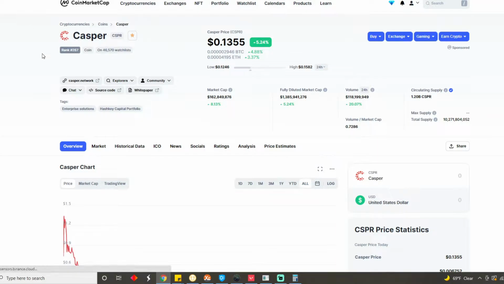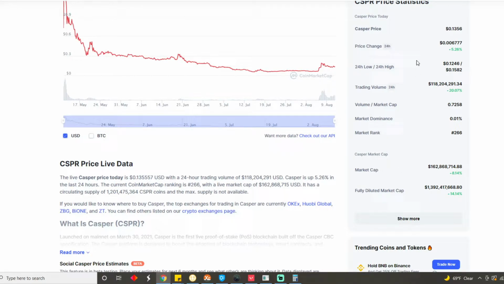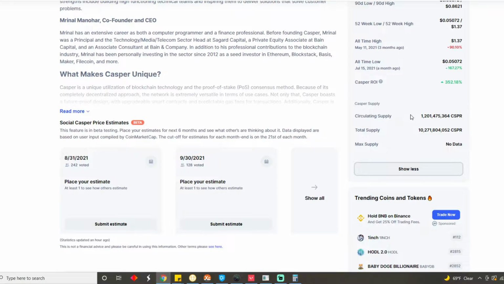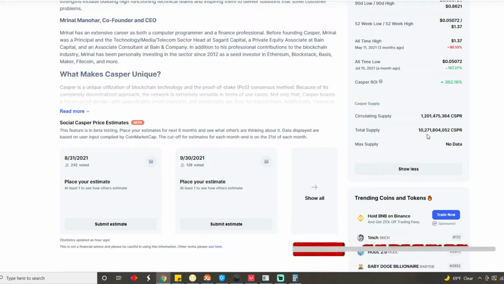Okay, let's refresh this page and see what's going on. We have this price, $0.1356. The market cap is 162 millions of dollars. The trading volume is 118 millions of dollars in the last 24 hours. So with a strong fundamentals project, you have to get very good trading volume. Okay, circulating supply is 1.2 billion Casper in the market. Total supply, 10.2 billion Casper. It can go higher after this.